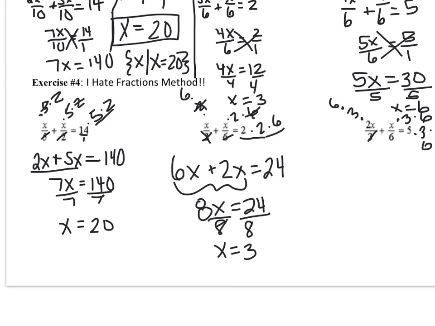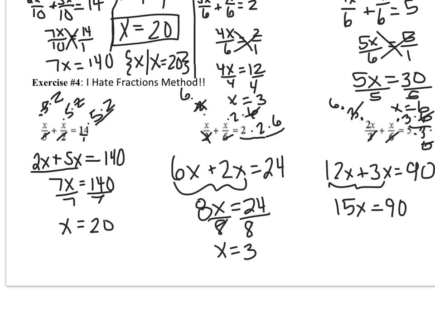3 in the bottom cancels with the 3 in the top. I'm left with 6 times 2x, which is 12x. 6 in the bottom cancels with the 6 in the top. I'm left with 3 times x, which is just 3x. 5 times 3 is 15. 15 times 6 is 90. I'm left with 12x plus 3x equals 90. Combining my like terms, 12x plus 3x is 15x. I get 15x equals 90. Dividing both sides by 15, I get x equals 6. 90 divided by 15 is 6. Same thing we got up top, we just used the I hate fractions method instead of the common denominator method.